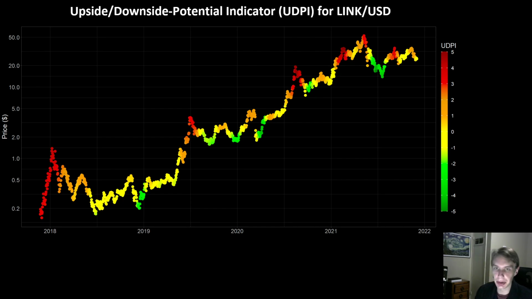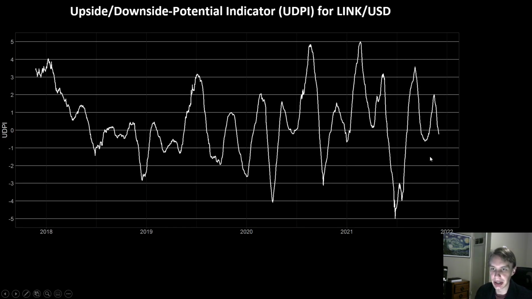But to talk a little more about the risk level of Link and where we stand right now, what I'm showing you here is the raw output of the UDPI over time, where 5 is high risk and -5 is low risk. Coming out of the summer, Link had spiked well above 3, which would suggest it was getting quite overheated, so that correction made quite a bit of sense. Then it started moving back up to the upside, but now we've got this pullback. And again, I think it's potentially the case that this isn't really Link's fault. If Bitcoin hadn't had that correction, maybe Link would have just been able to keep going up and rally a bit further.